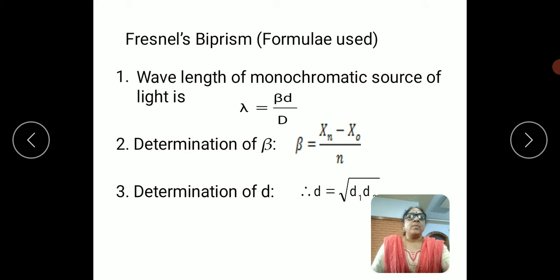Let us see some formulae used in Fresnel's biprism. Wavelength of monochromatic source of light is calculated with the help of the equation lambda is equal to beta small d divided by capital D. And then the determination of beta is equal to xn minus x naught divided by n, and the determination of the distance between two virtual slits d is equal to square root of d1 d2, where d1 is the distance between two magnified images and d2 is the distance between two diminished virtual images.